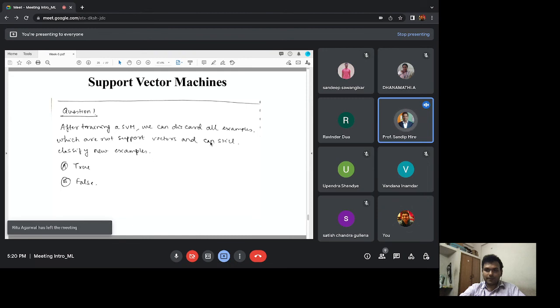Soumya, can you list down some famous kernels, like the radial one? Can you list a few more kernels? I can, but I don't have it with me right now. I have not listed them in this lecture.